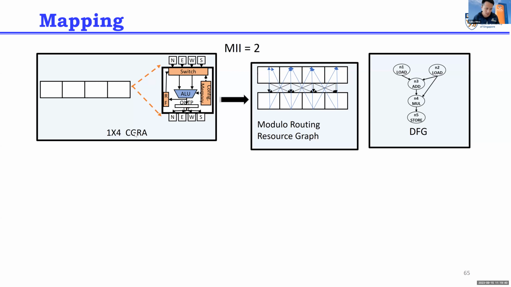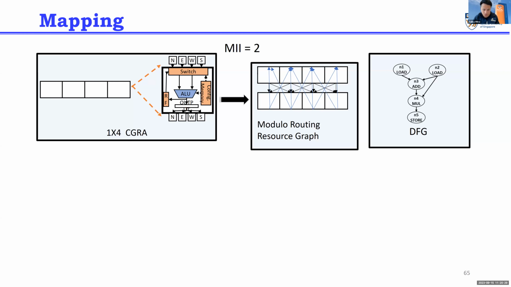So let's say we have a 1/4 CGRA with II equal to 2. We will replicate it 2 times and create the connection between the spatial-temporal PEs. You can see right here, from PE1 to the next cycle PE2, PE1, we will create such a connection. And also from the second cycle PE to the first cycle PE, we will create some connection, because it is modular and repeated execution. We execute the first cycle PE and the next cycle PE and then first again. So it will be a modular routing resource.